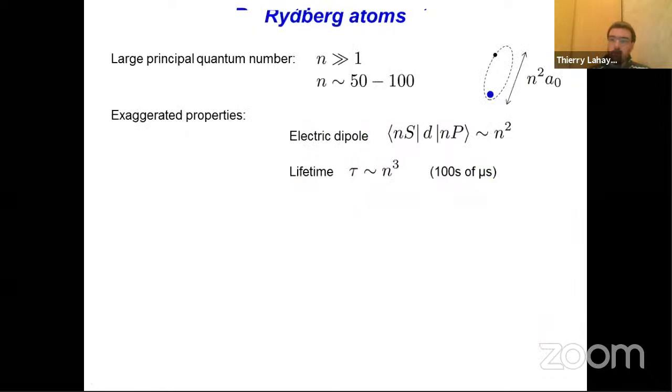All right. So the next ingredient is to have interactions between those atoms. And so to do that, we excite them to Rydberg levels, with a large principal quantum number, typically between 50 and 100. Which means that those atoms have a very large size, typically n squared times the size of ground state atoms, which means that they have exaggerated properties because they have a very large dipole moment between adjacent Rydberg levels. And also they have these very long lifetimes of hundreds of microseconds, which gets actually longer and longer when you go up in n.